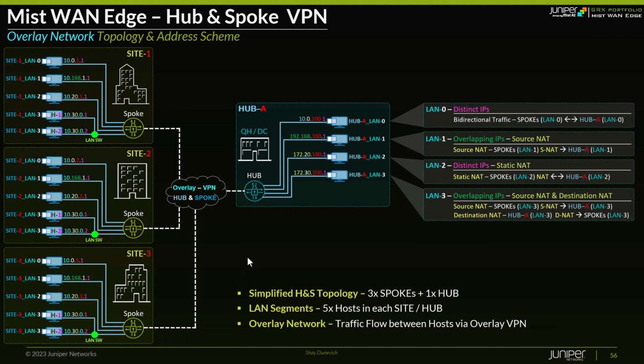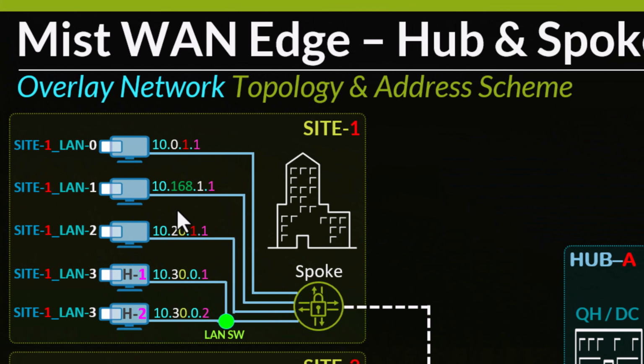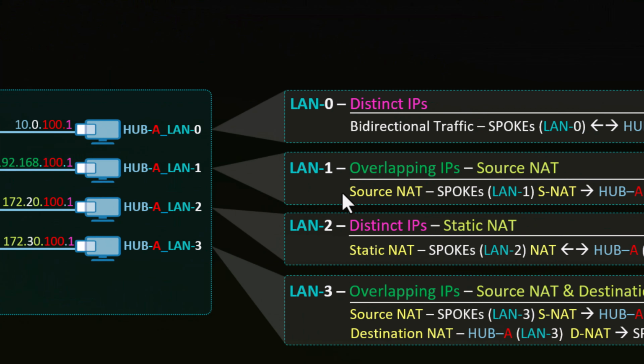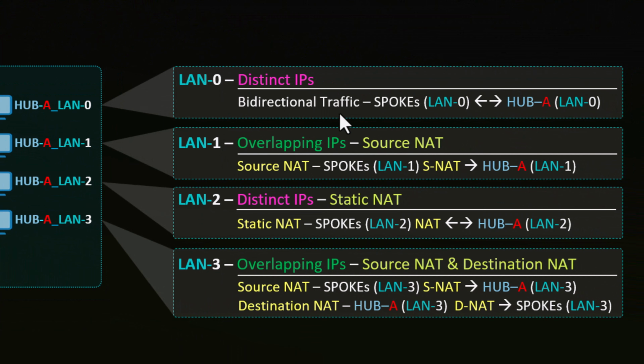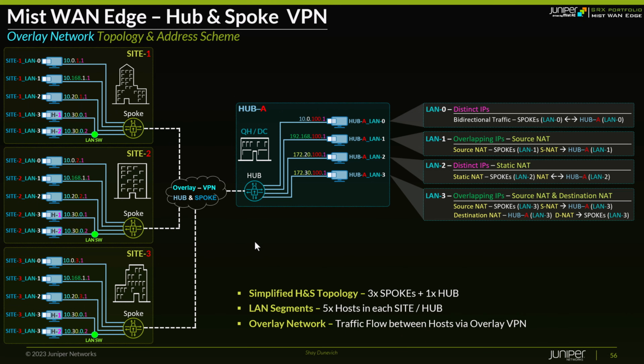Okay, so just a quick recap. This is our lab topology. We have 3 sites, site 1, 2, 3, and 1 hub, hub A. We have different LAN segments here that are basically emulating different use cases. As you can see on the right hand side, this is what I've already covered in part 1, which is the overview part. And we already covered LAN 0 in our previous sections of part 2. So I highly encourage you to go back and watch section 1 through 6 in part 2.